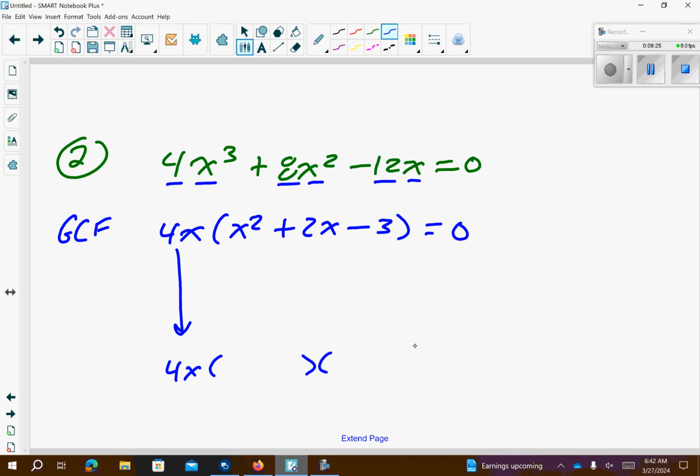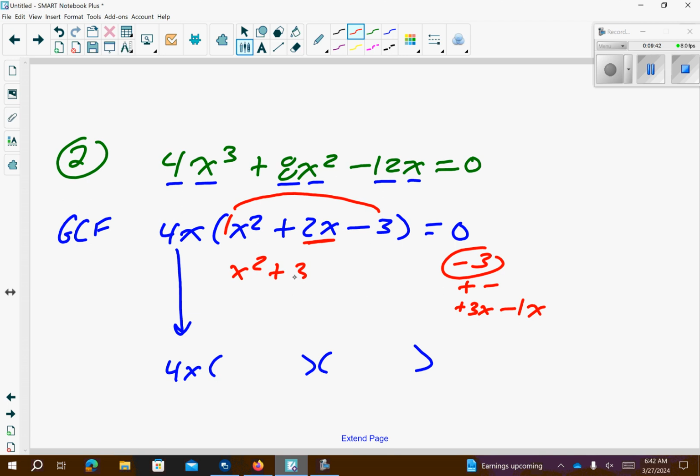And then we have to figure out what's in the rest of the parentheses. So I'm going to multiply negative 3 times 1. So I get negative 3. So I have a positive and a negative component. So a positive 3x and a negative 1x will add up to the positive 2. So I'm going to get x squared plus 3x minus 1x minus 3.